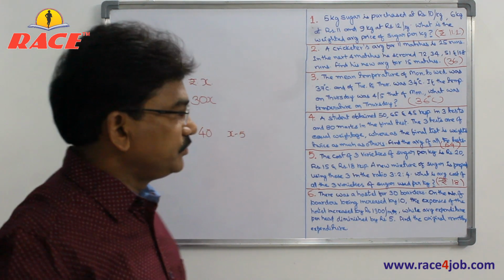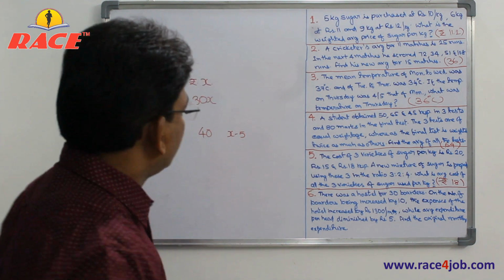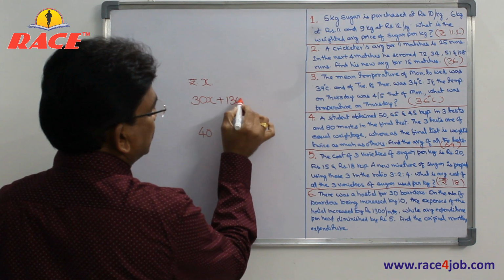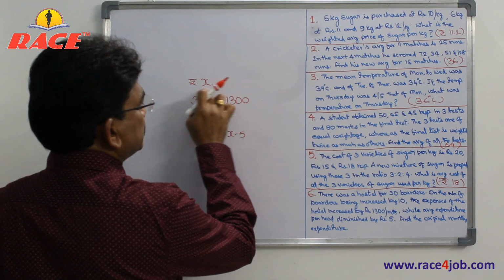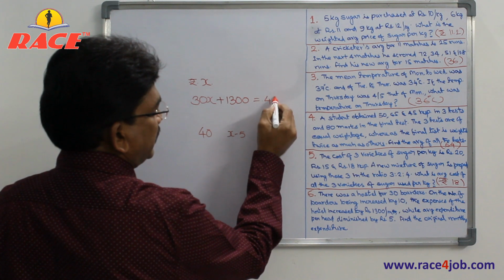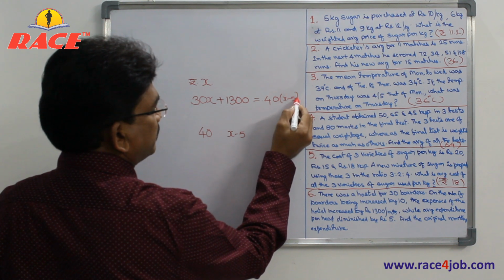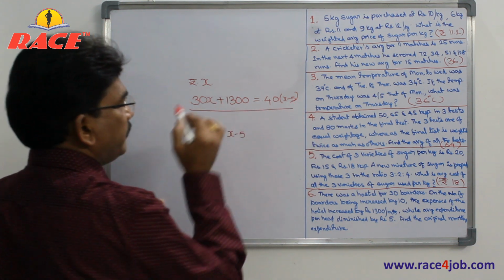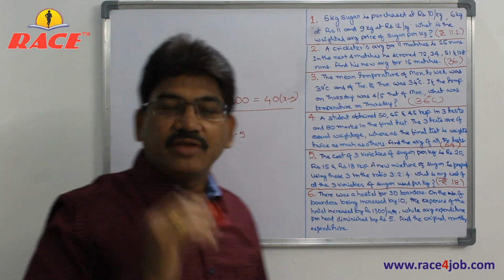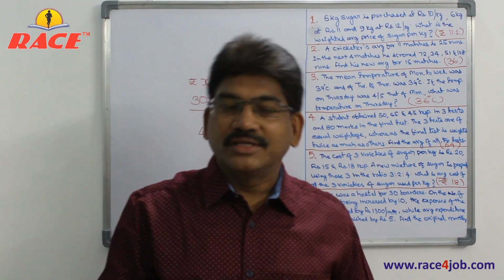But what is said, after 10 people joined, expenditure increased by 1300 rupees. This is the original expenditure, now it has increased by 1300 rupees. Now this is the total expenditure of 40 students, whose average expenditure is X minus 5. Total means 40 into X minus 5. If you solve this, you will find the X value, but the answer is 30 into X, the original expenditure we have to find out. This is the conventional approach.